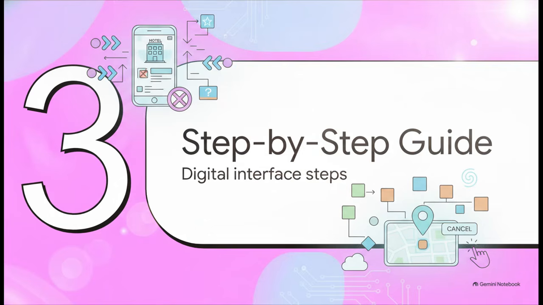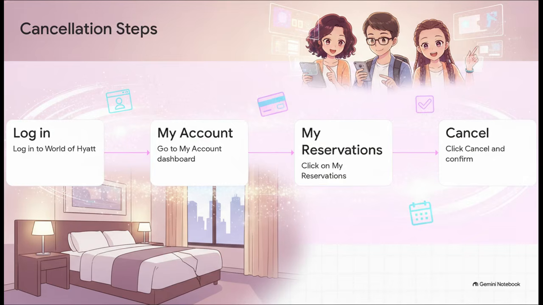All right, Section 3, Step-by-Step Cancellation Guide, Executing the Digital Interface. If you're a World of Hyatt member, this is actually a remarkably straightforward 4-step process, right from your dashboard to release that room back into inventory. Step 1, just log into World of Hyatt. Step 2, head over to the My Account dashboard. Step 3, click on My Reservations, which will pull up all your upcoming itineraries. And Step 4, find your specific reservation, click Cancel, review the prompt, and hit Confirm. Boom! The system automatically updates in real time.